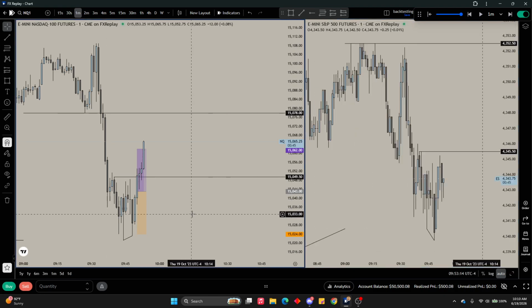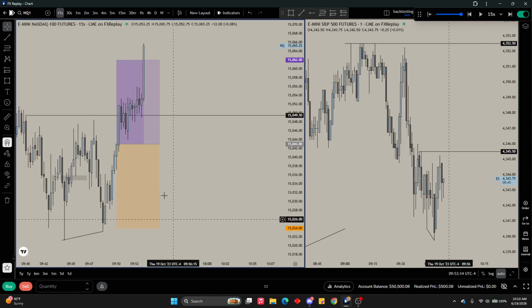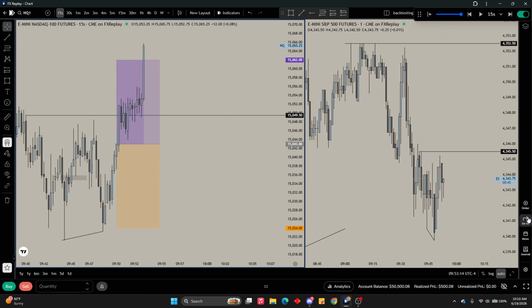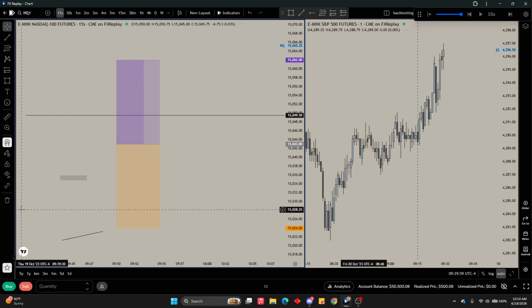So very nice triple SMT. 15-second inversion up to this 5-minute mech model. Break even at this, and yeah, very nice trade overall. I really like it. On to the next day though.